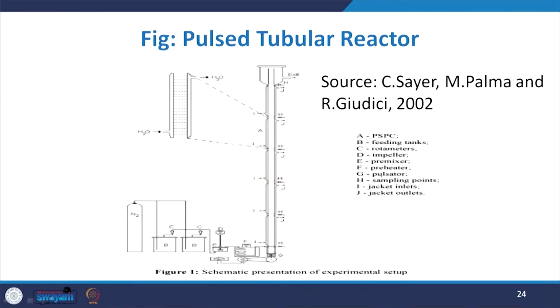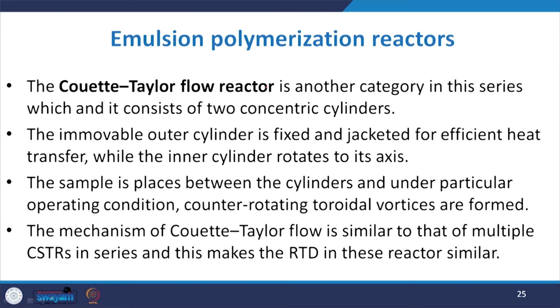Now, this is a typical figure of a pulsed tubular reactor. You can see this is the tubular reactor. Here you are feeding the different ingredients to this reactor, and you have the outlet of this one. You may have a feeding tank, rotameter, impeller, premixers, preheaters, etc.